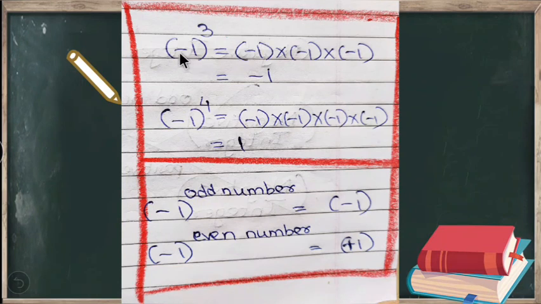Also, take an example of the negative integer -1. When -1 is raised to the power of some exponent which is an odd number, the product obtained will always be -1. And when the negative integer -1 is raised to an exponent which is an even number, the product obtained will always be equal to 1. So -1 raised to the power odd number is always -1, and -1 raised to the power even number is always +1.